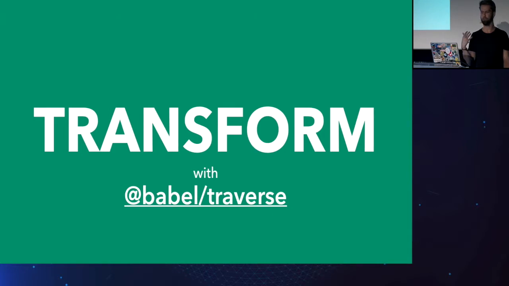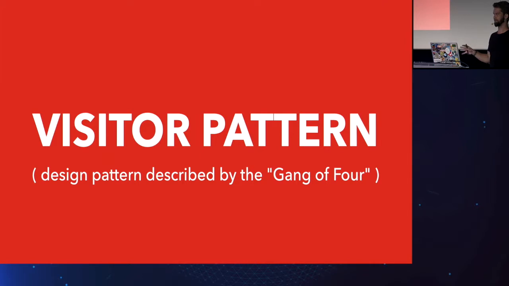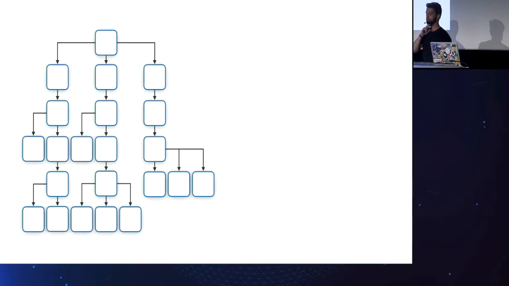So now we have an AST available. Now we have to transform that. And we can do that using BABEL Traverse. How BABEL Traverse works, it uses something that is called the visitors pattern. This is described by the famous book, Design Patterns, Elements of Reusable Object-Oriented Software. It's written by the Gang of 4. When you study computer science, this book was recommended to you probably more than one time.